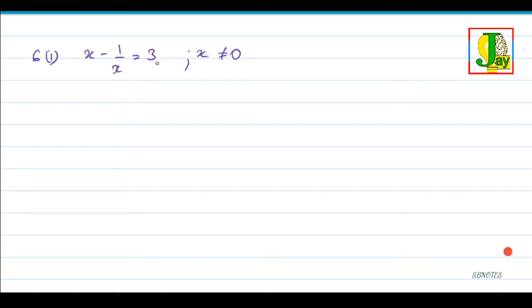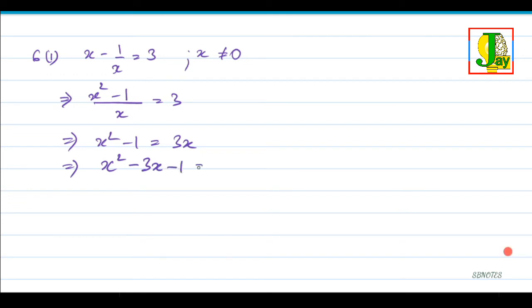Okay, in this question we have x minus 1 by x equals to 3, and x cannot be 0, you cannot divide. So what you're going to do is you're going to take LCM. So what you get, x, and here you have x square minus 1 equals to 3. So that's very simple to write it in that general form. X square minus 1 equals to 3x, and so x square minus 3x minus 1 equals to 0.